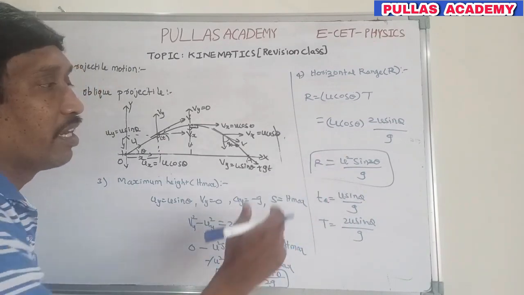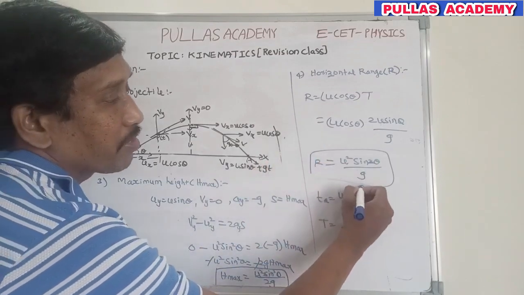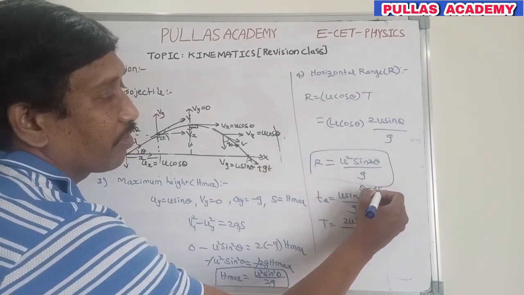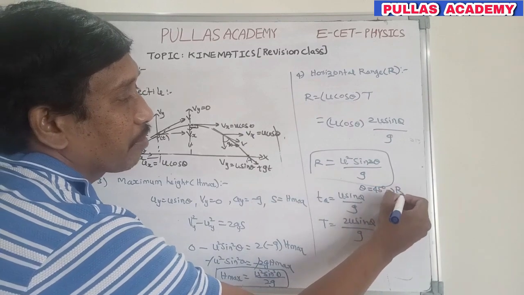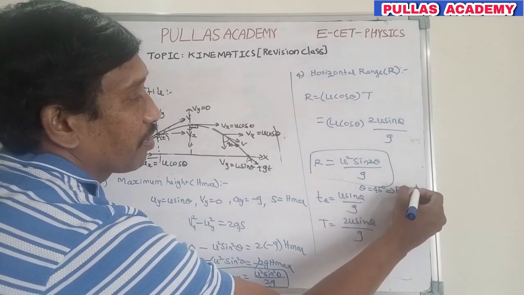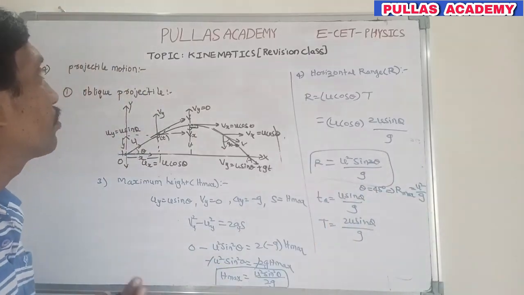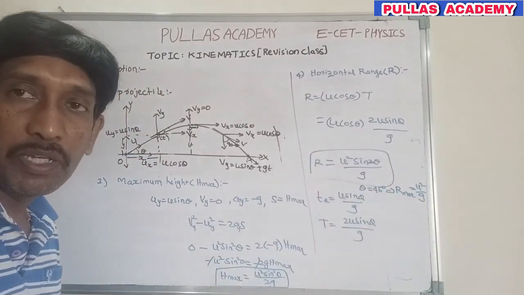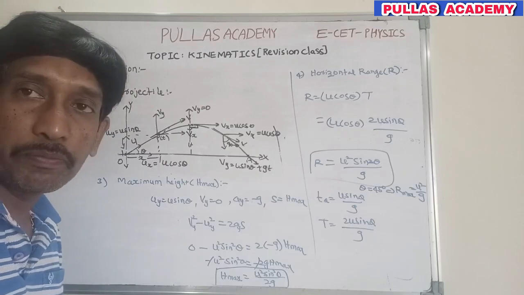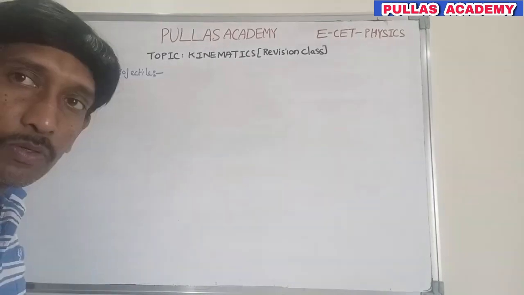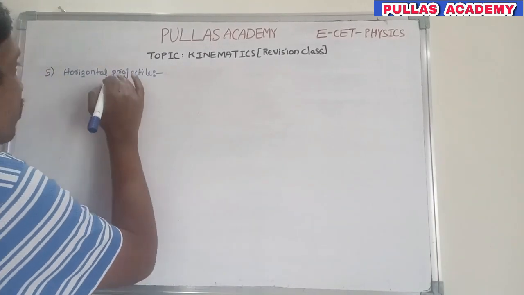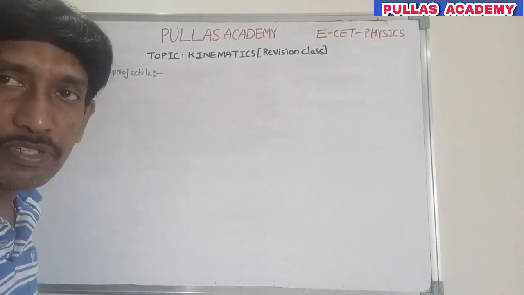Don't confuse them. Next, range becomes maximum if theta is equal to 45 degrees. That maximum range formula is u square by g. So this is maximum range. So this is about the oblique projectile and related topics. Clear? Okay. Next we will discuss the next type, horizontal projectile.